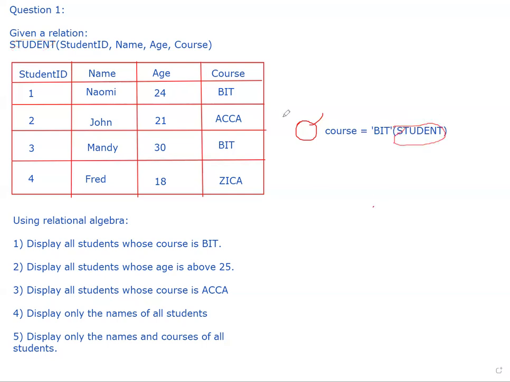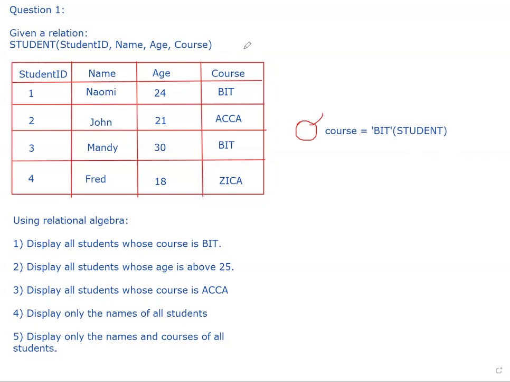Firstly, you start by writing this select symbol. Then what are we looking for? We're looking for whose course is BIT. The courses fall under the field course, so you write course, then equals, then the course you are looking for, BIT. Then you specify which table all this information is coming from, which is student. So that is the select statement, and that's how it is supposed to be written in relational algebra.